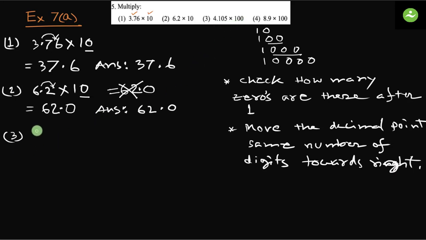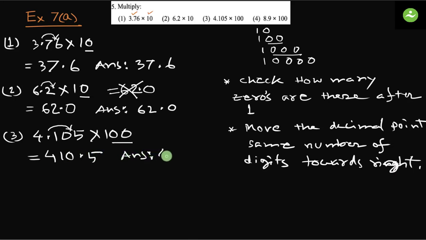Number 3, 4.105 into 100. Now count how many zeros after 1? 2 zeros. Now move the decimal point by 2 digits. So the result will be 410.5. Very easy. Answer 410.5.